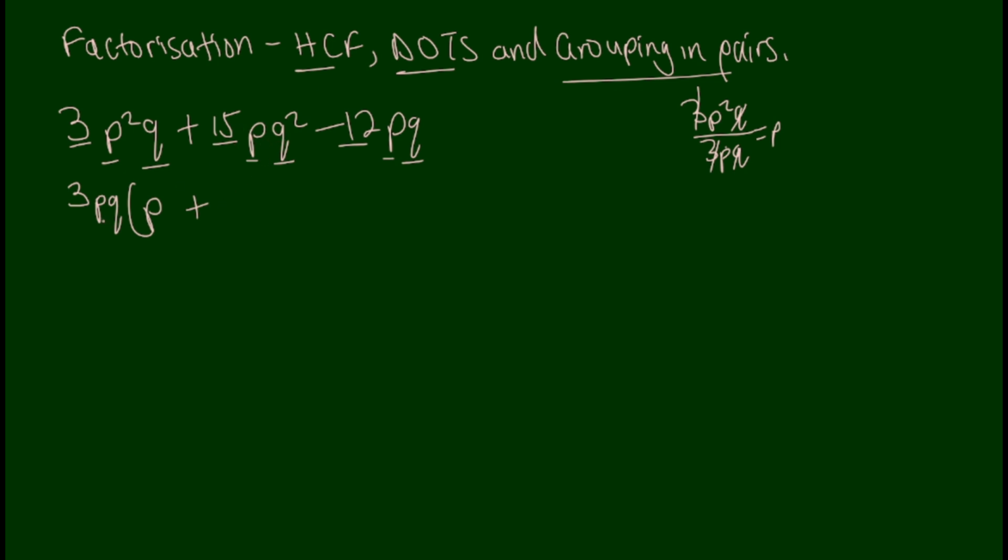15pq squared divided by 3pq, right? 3 into 15 is 5, and then p divided by p is 1, and then we remain with 1q at the top. So it's 5q, indeed. So here we have 5q, and then negative 12pq divided by 3pq, right? pq divided by pq is 1. Negative 12 divided by 3 is negative 4. So we remain just with negative 4 there.